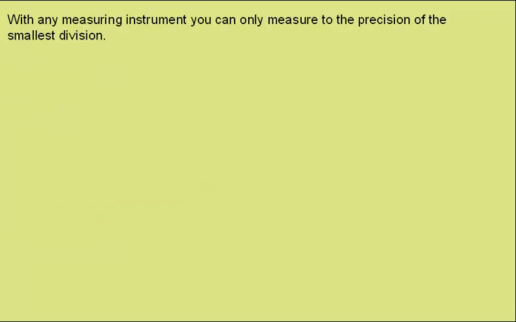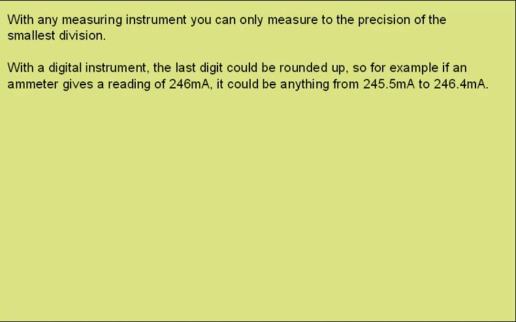With any measuring instrument, you can only measure to the precision of the smallest division. With a digital instrument, the last digit could be rounded up or rounded down. So, for example, if an ammeter gives a reading of 246 milliamps, it could be anything from 245.5 milliamps to 246.4 milliamps. So we must quote the reading as 246 plus or minus 0.5 milliamps.